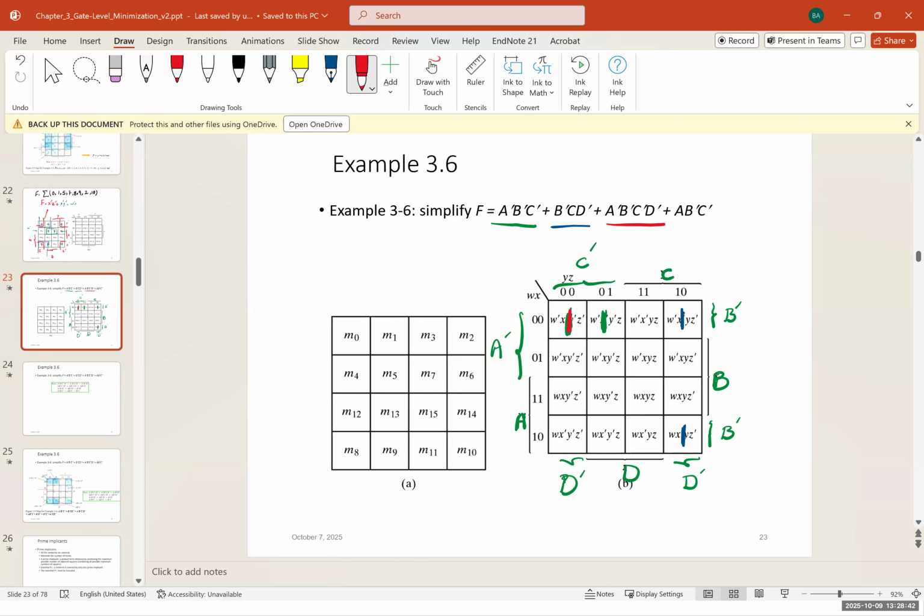And finally, I have A, B prime, C prime. A, so it's going to be the two bottom rows. B prime is going to be the last row, and C prime is going to be these two. So I'm going to have these two. So I'm left with M0, M1, M2, M10, M8, and M9.